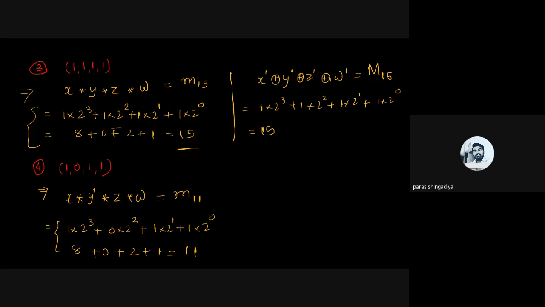m11. Okay, and similarly the max term formation will become x dash ring sum y ring sum z dash ring sum w dash. Clear? And similarly you will get the same answer here. Okay, but the notation will be different. That is equal to capital M11. Okay, this is for max term and this is for min term. Clear?